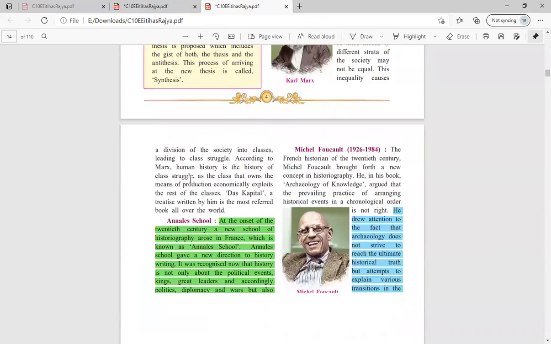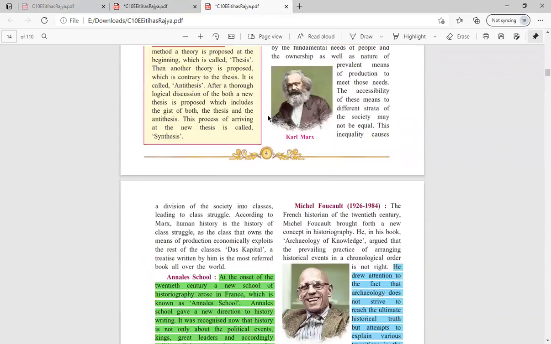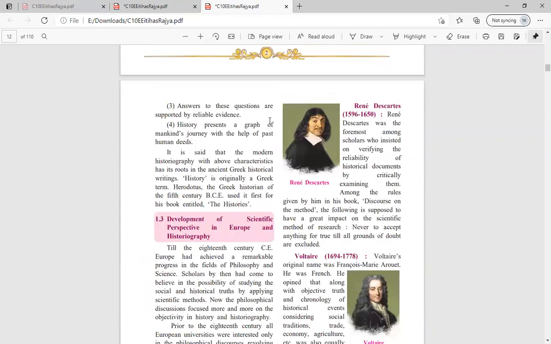Now coming towards 4.2. What is 4.2? What did Rene Descartes insist upon? So again, this answer is on page number 3. On page number 3 we will see. Just give me 1 second. Yes, it is on page number 3.